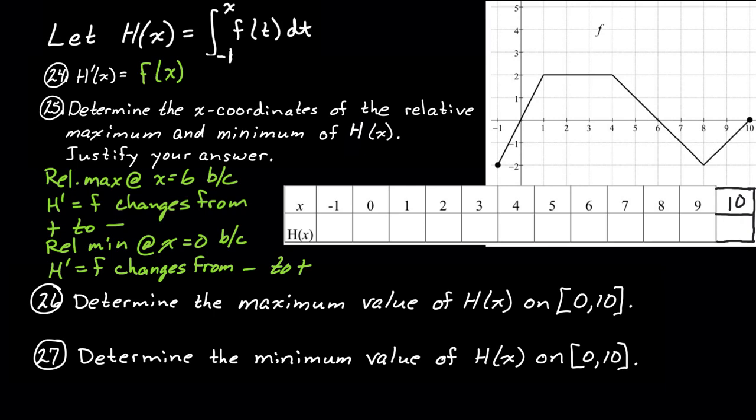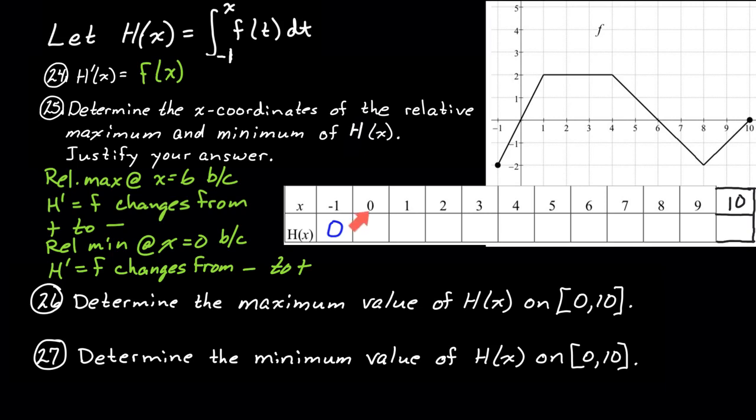All right, so the next question says determine the maximum value of h of x on 0 to 10. All right, so maximum value, what we're going to do then is fill in our table over here. And so on this table, let's go ahead and fill in some values. H of negative 1, which is what we're looking for right here. H of negative 1, come back to our integral. H of negative 1 would equal the integral from negative 1 to negative 1, which is going to be 0.